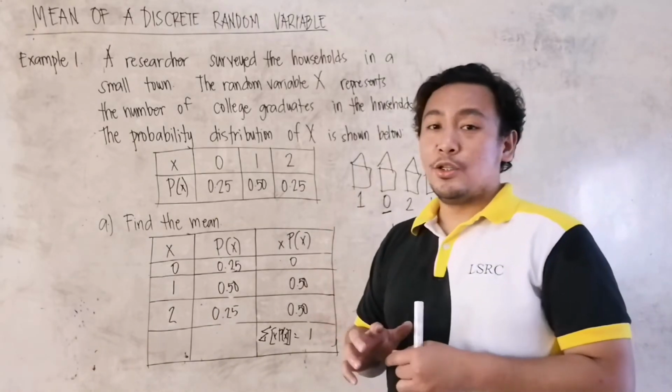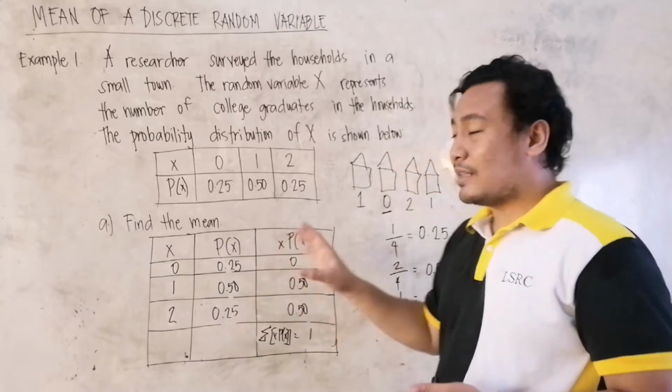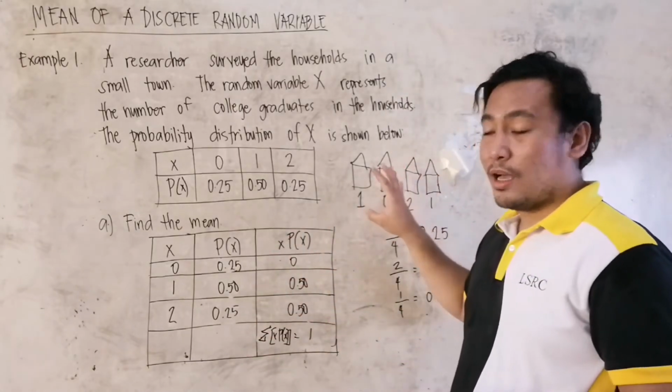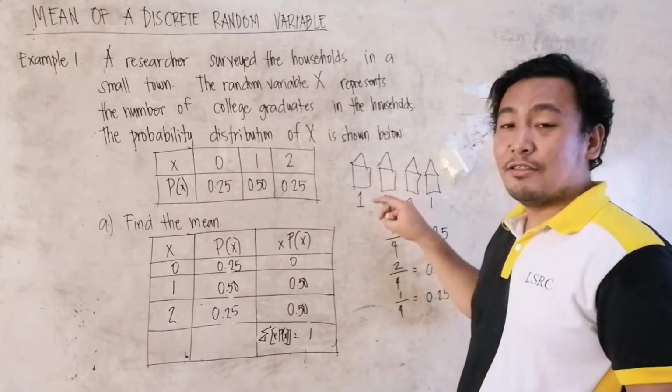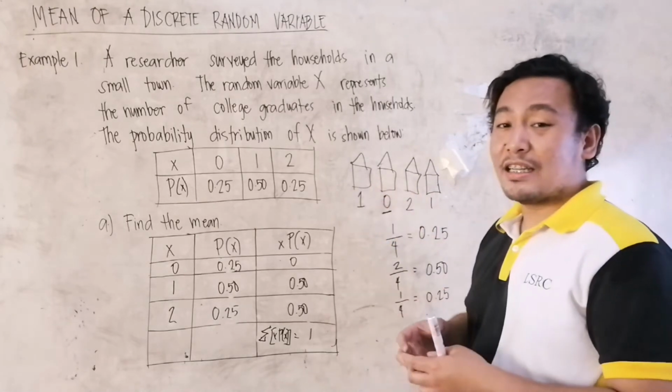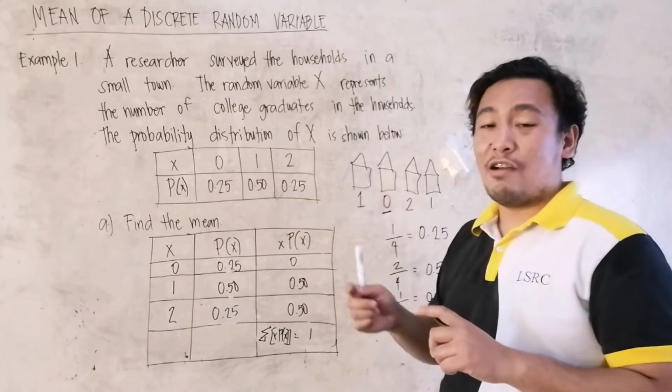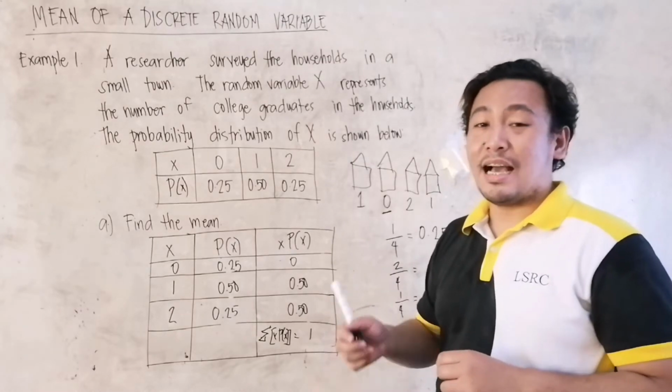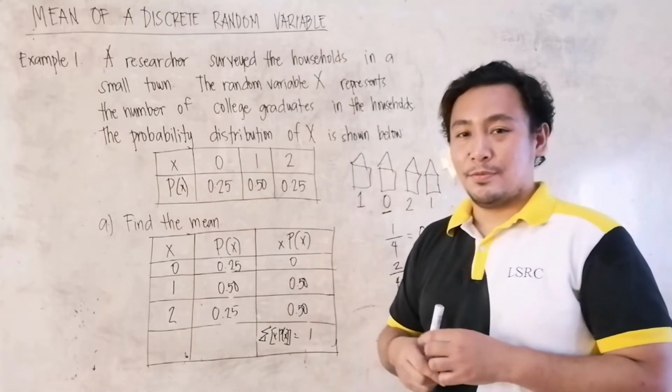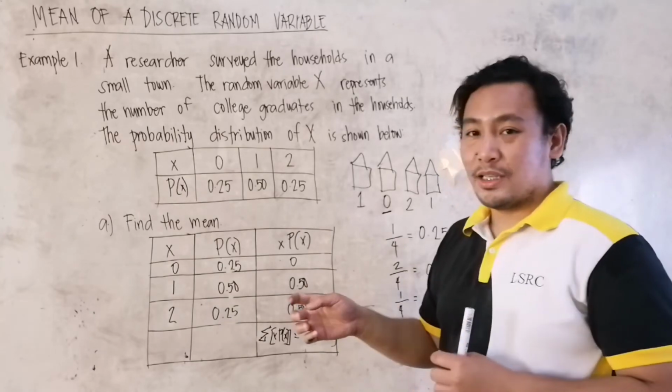So, nung kinompute nila, ang mean pala sa small town na to, with, dun sa survey nila, the average ng graduate ay 1. Yung average ng gumagraduate ng college ay 1. So, that's it. Ganun lang kadali.